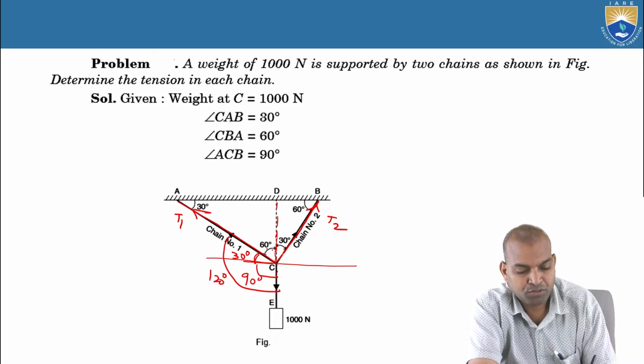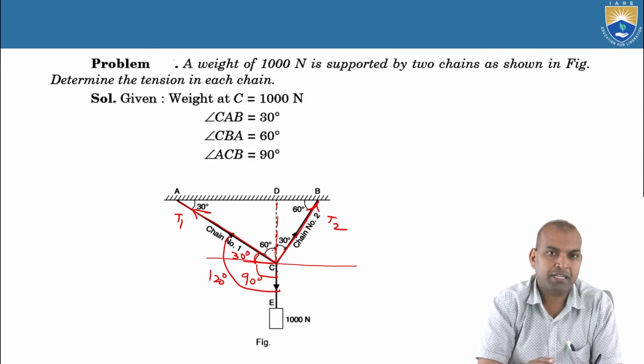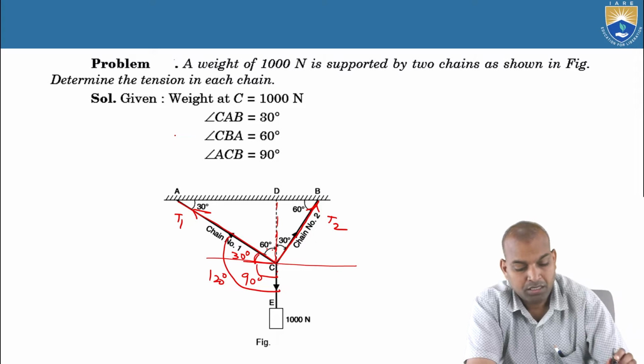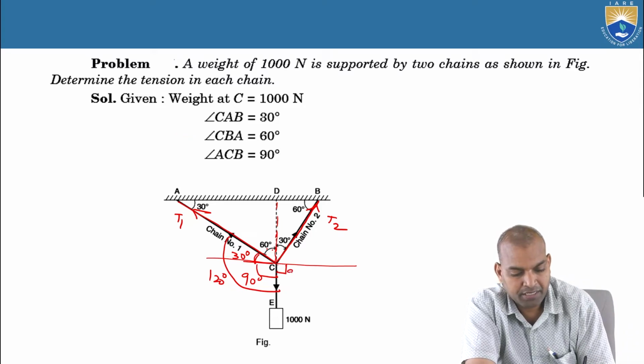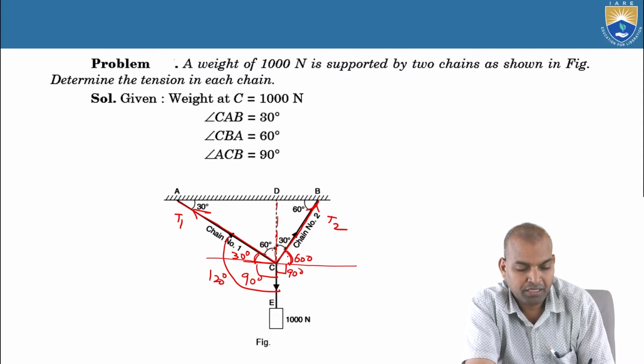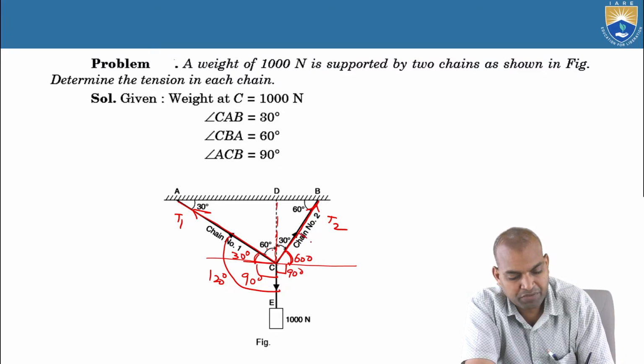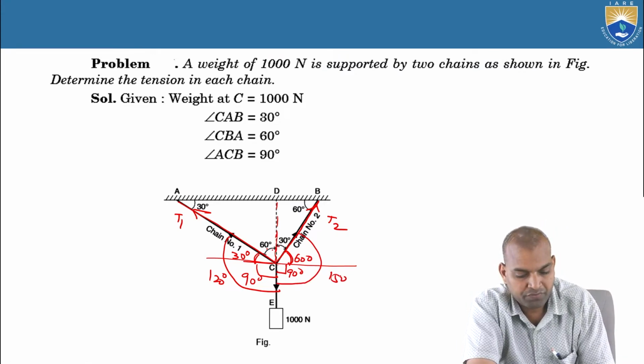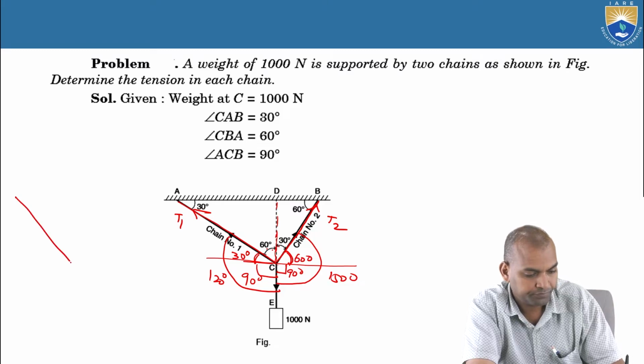Now coming to the right side portion, that is ECB. Now here it is 90 degree. Whatever this angle, 60 degree, because it is 30 plus 60. This angle is making 90 degree. Now it is 60 degree. Now the total angle between T2 and the weight E is 150. It is 90.